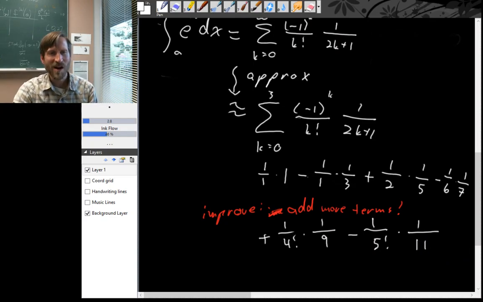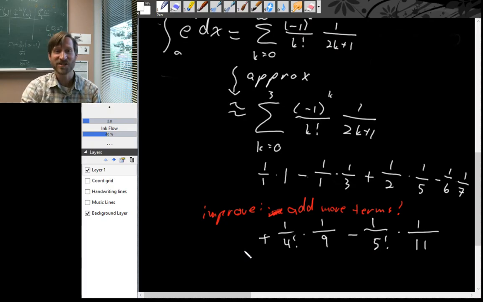So by approximating this integral using a Taylor series instead of, say, a trapezoid method, we get to reuse all of this previous work. If we ever need to improve our approximation, we just use the approximation we already have and tack on a few more terms onto the end. So that's one advantage of approximating the integral in this way.